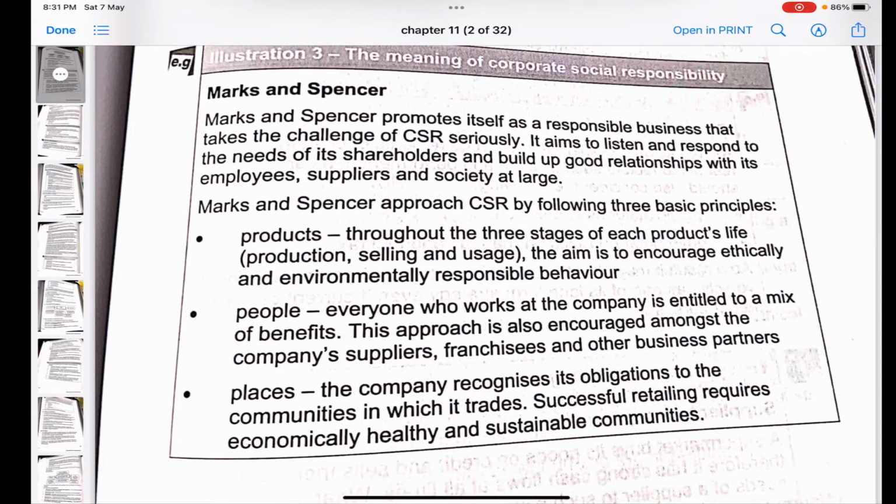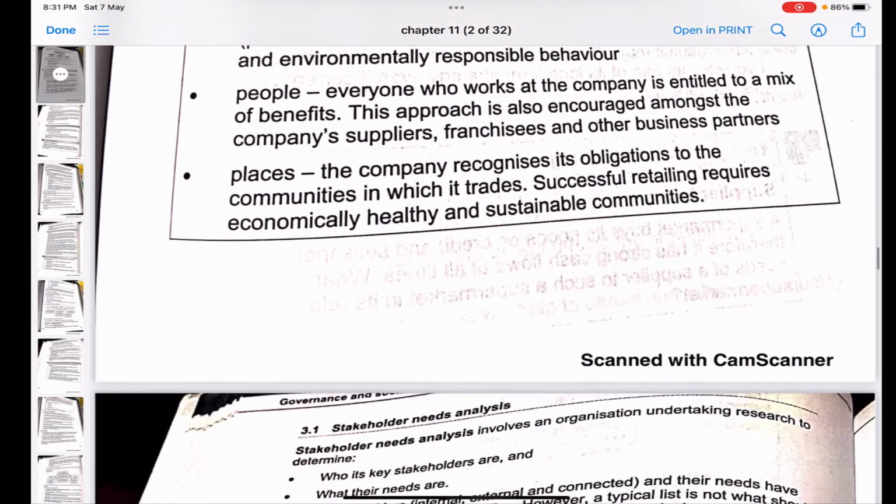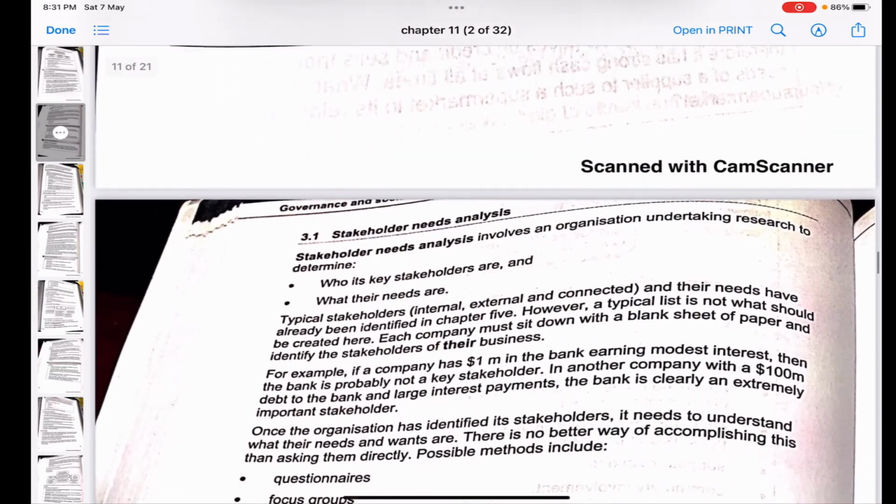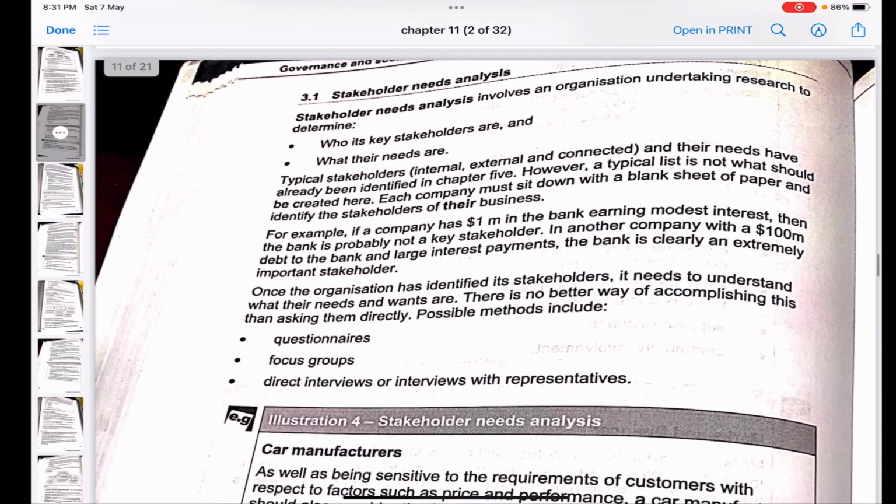People. Everyone who works at Marks and Spencer is entitled to a mix of benefits. This approach is also encouraged amongst companies, suppliers, franchisees, and other business partners. Places. The company recognizes its obligations to communities in which it trades. Successful retailing requires economically healthy and sustainable communities.